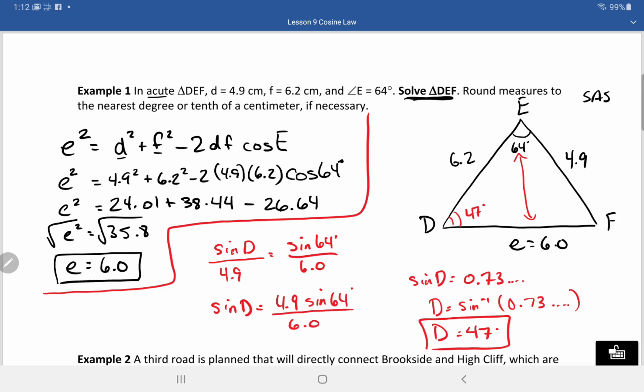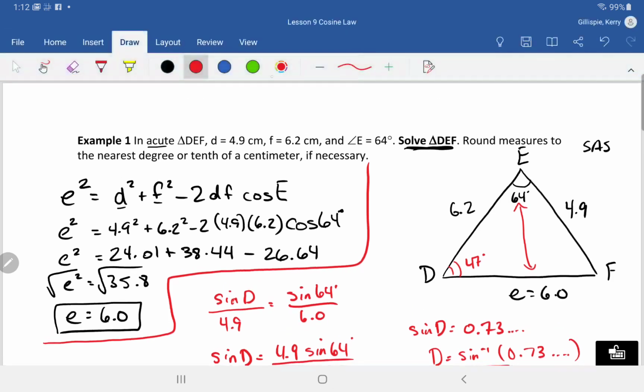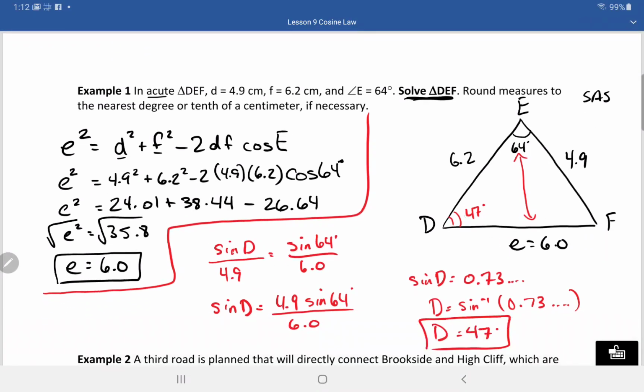Okay, at this point we have 2 of our 3 angles. We've got all 3 sides done because they gave us 2 of the 3 to begin with. All we have to do is solve for angle F, and the quickest, easiest way to solve for angle F, angles in a triangle add to 180, so we can just do 180 minus 47 minus 64.